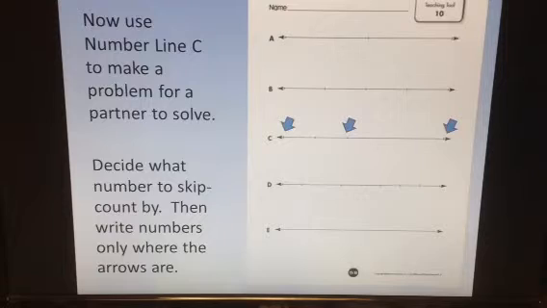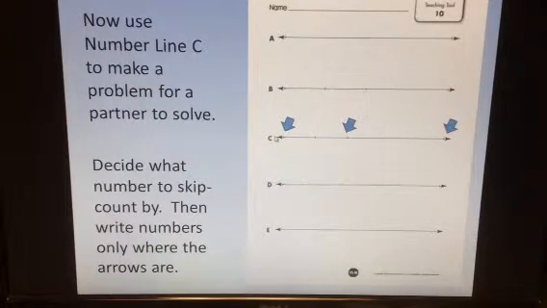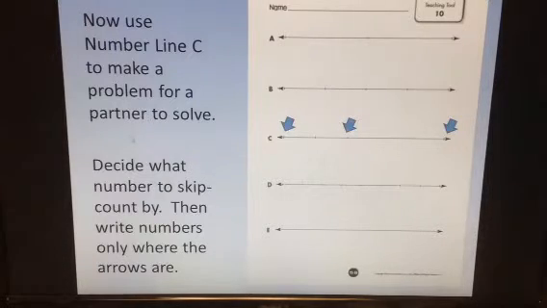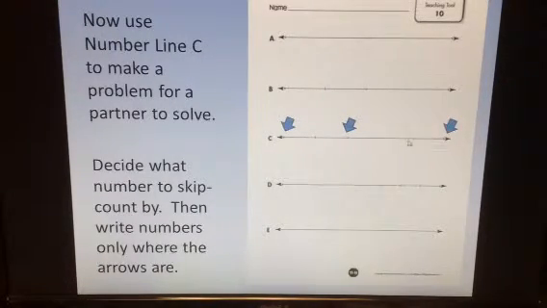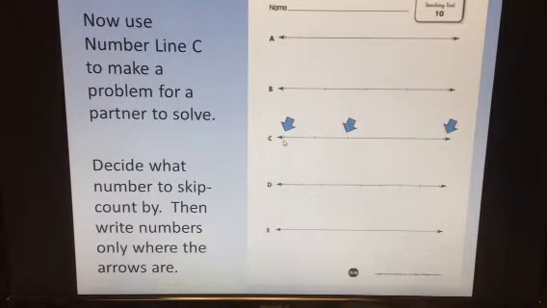Okay, now use number line C. We use number line C to make a problem for a partner to solve. You can do this at home. Just draw a number line and put, let's see, 1, 2, 3, 4, 5, 6 evenly spaced tick marks on it. Then decide what number to skip count by and write numbers only where the arrows are. This is a puzzle for someone else to solve. So try this now. You can pause the video.